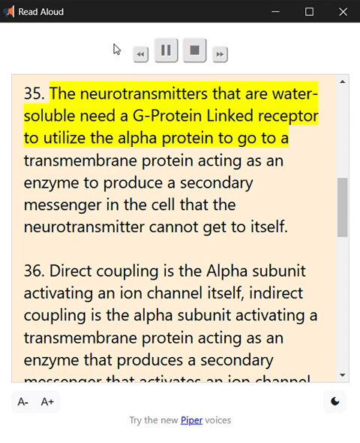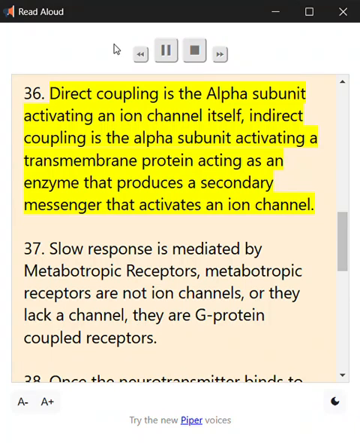a transmembrane protein acting as an enzyme to produce a secondary messenger in the cell that the neurotransmitter cannot get to itself. 36. Direct coupling is the alpha subunit activating an ion channel itself. Indirect coupling is the alpha subunit activating a transmembrane protein acting as an enzyme that produces a secondary messenger that activates an ion channel.